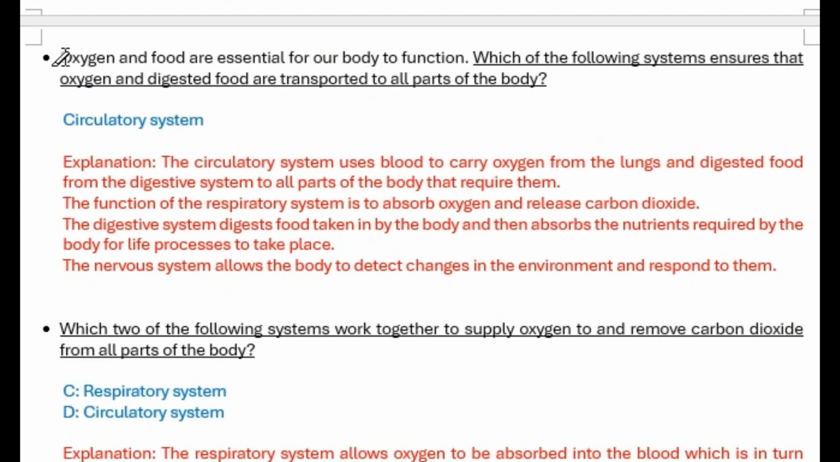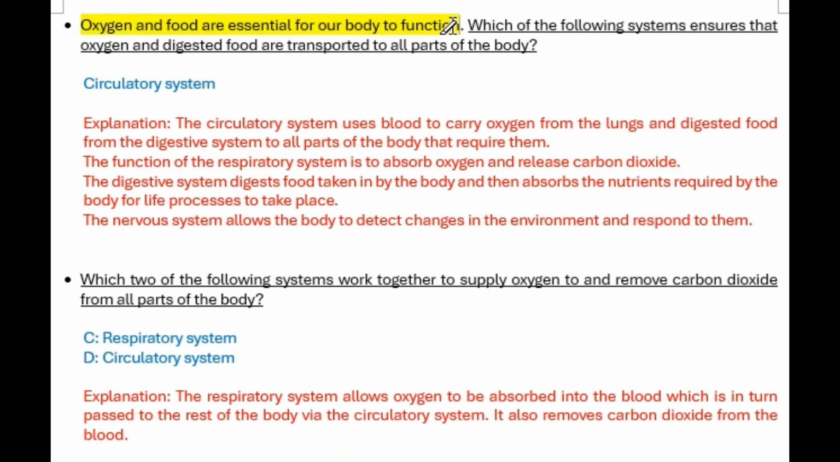Oxygen and food are essential for our body to function. Which of the following systems ensures that oxygen and digested food are transported to all parts of the body? Circulatory system. Explanation: the circulatory system uses blood to carry oxygen from the lungs and digested food from the digestive system to all parts of the body that require them.